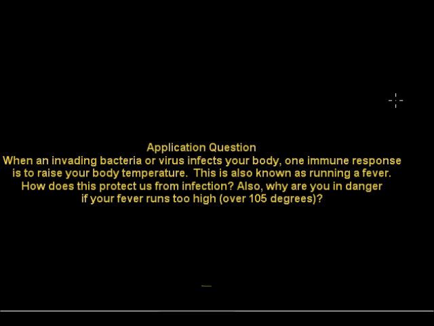Why does that put you in danger? So think about what you've learned today. Think about what you know about enzymes and proteins, and generate some hypotheses about why we have this immune response of running a fever, and then why it's dangerous if it gets too high.